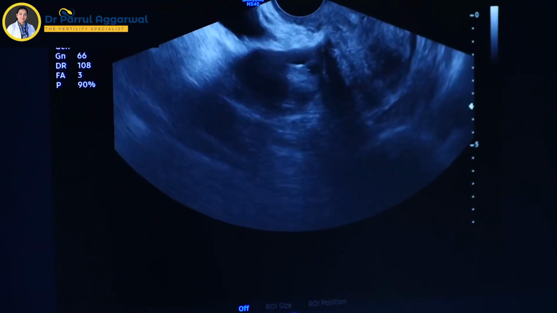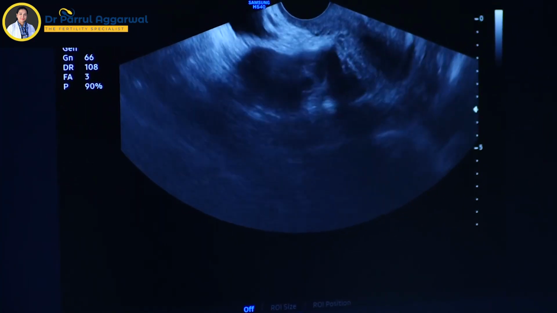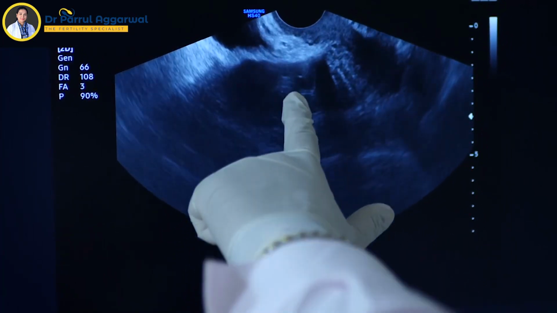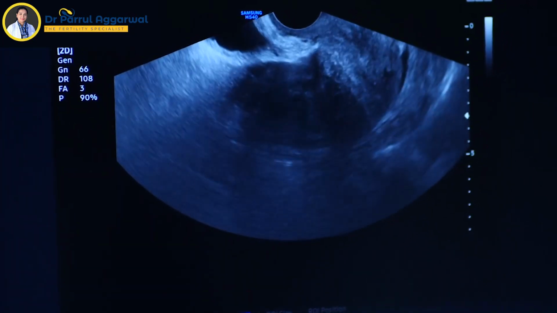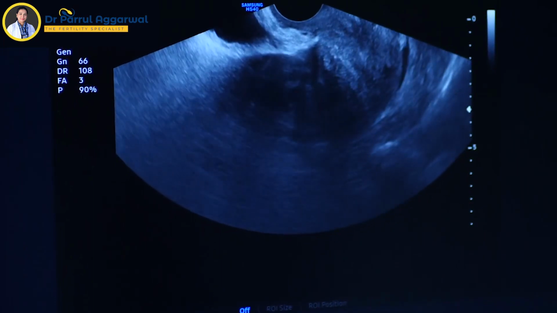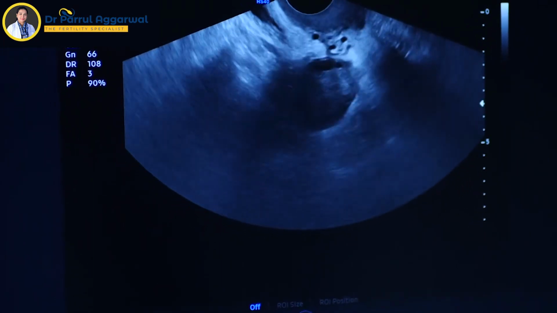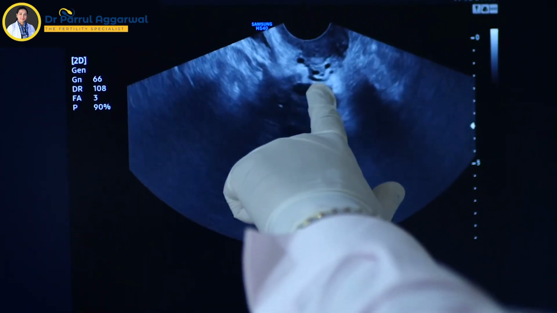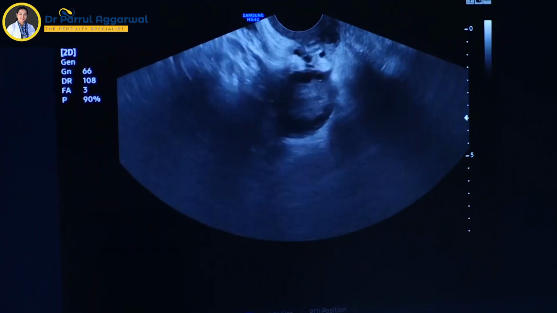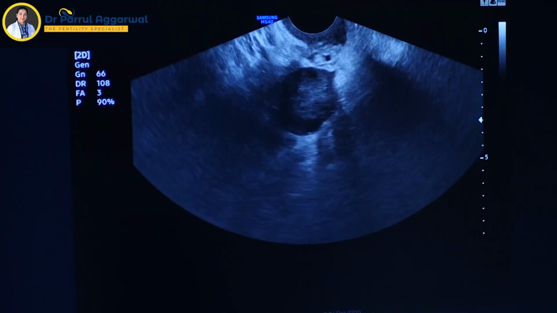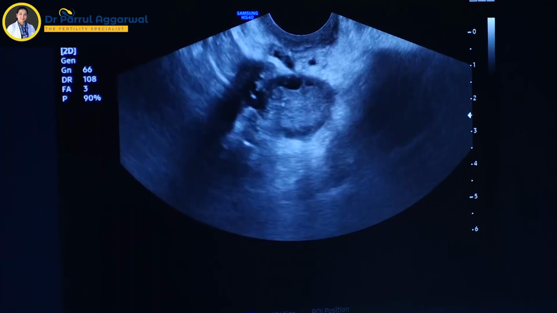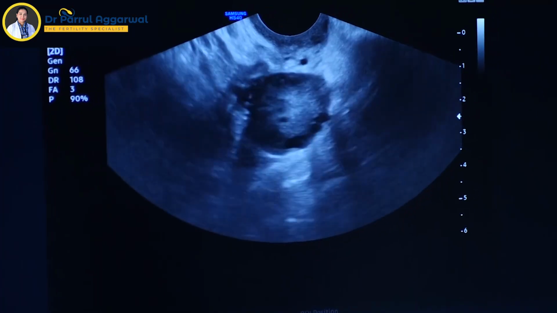We are here looking at the right ovary, and we will look for any pathology present in the ovary. This is the right ovary, and we will count the number of follicles, which are the future eggs for this particular patient. Similarly, we will look at the other ovary. This is the left ovary, and we will count the number of follicles in this particular ovary. And we will look for any pathology present there.